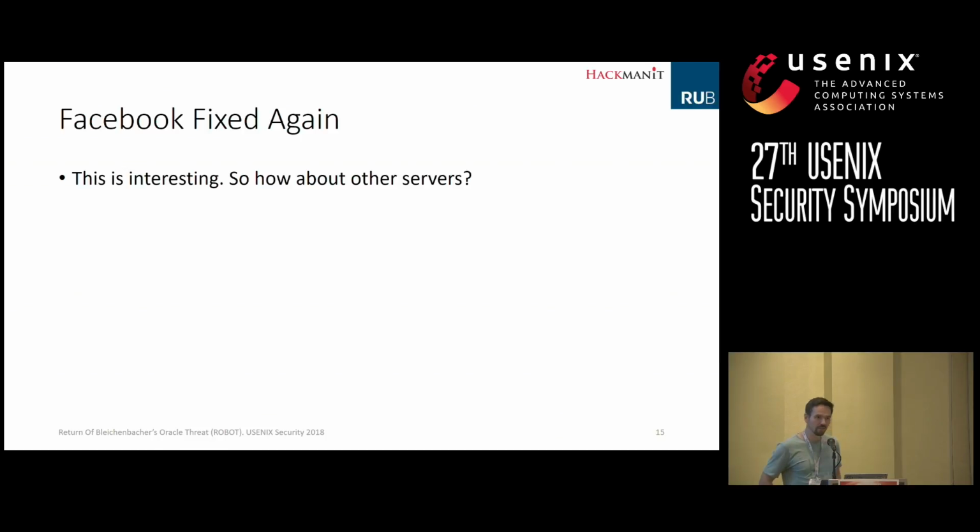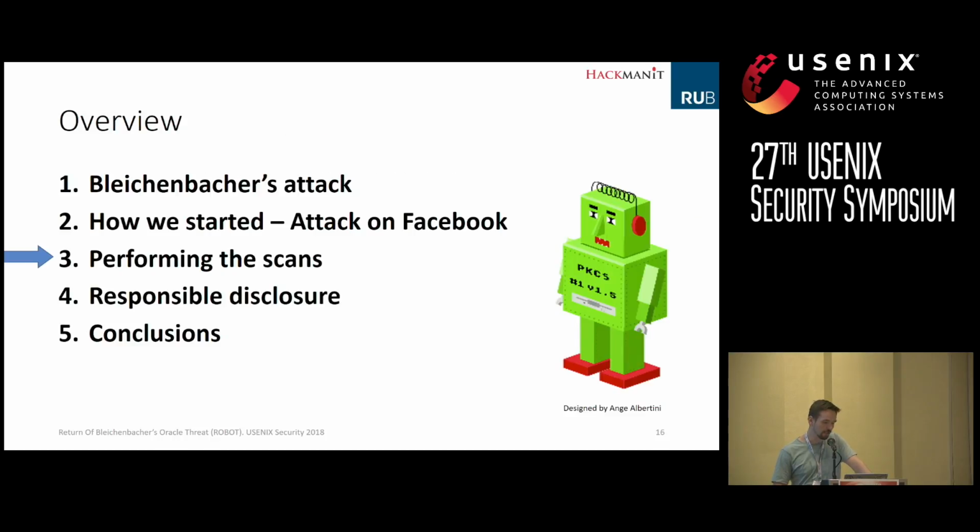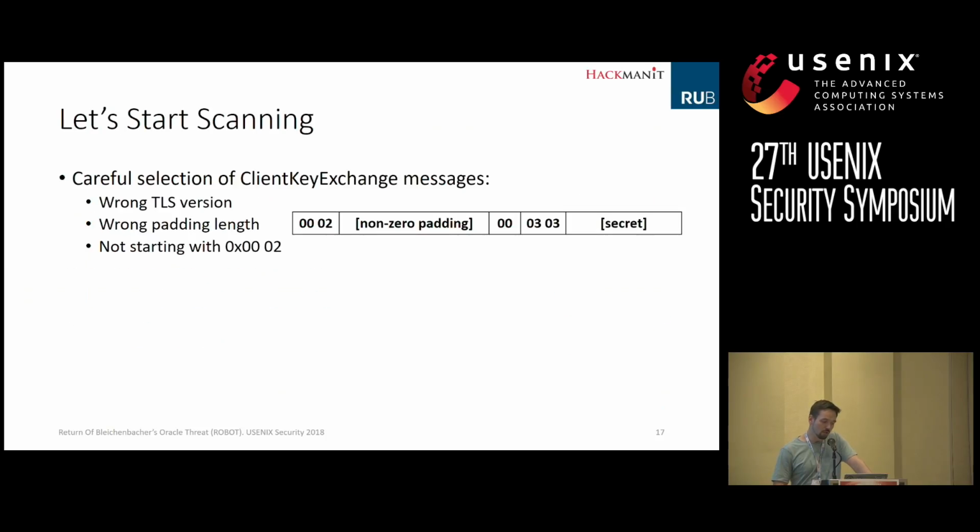And we asked ourselves, okay, Facebook is doing this wrong, so how about other servers? We can perform some scans and look for the vulnerabilities. So we decided to select carefully crafted client key exchange messages which could trigger Bleichenbacher's attack behavior. What we did was modify the TLS version. We inserted an invalid TLS version, so instead of 0303, we inserted some invalid bytes there.